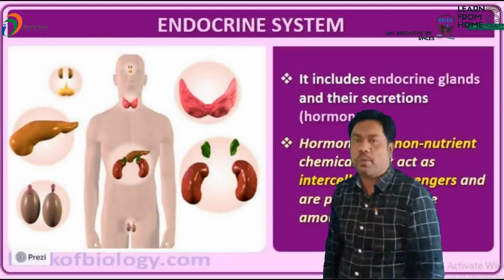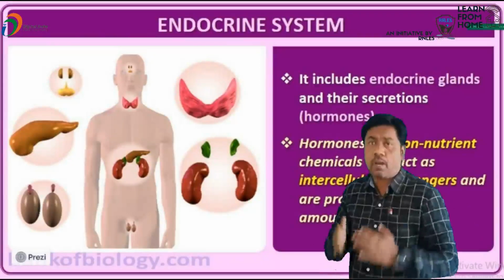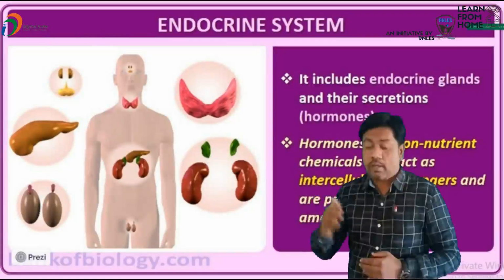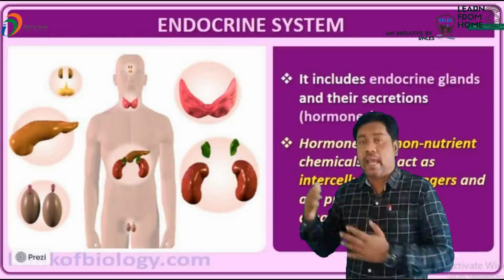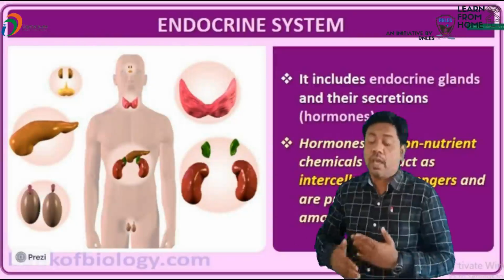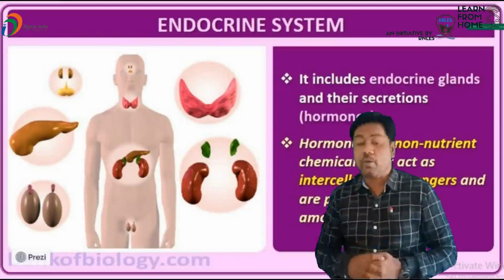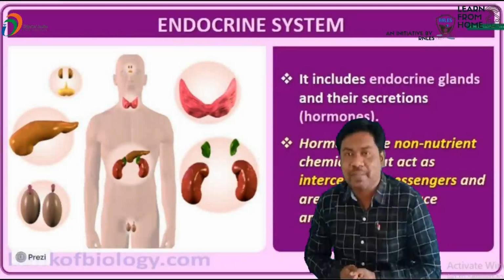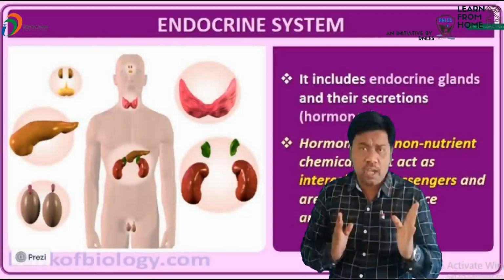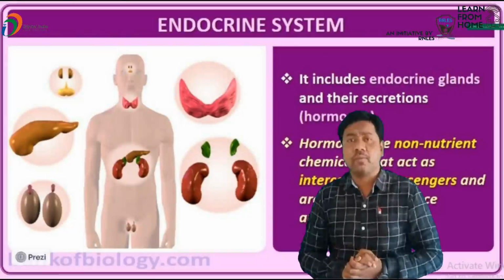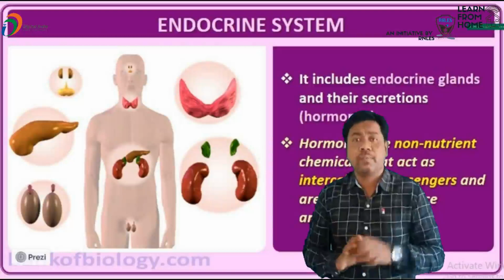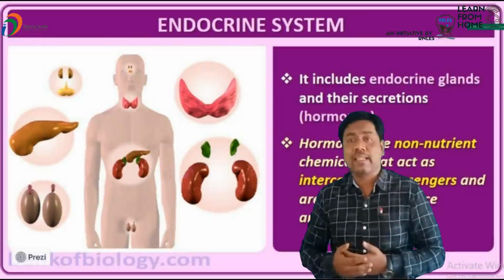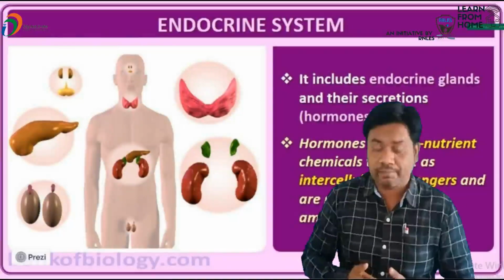Once again I have to repeat, beta. What is the definition? Hormones are non-nutrient chemicals that act as intercellular messengers and are produced in trace amounts; that is known as a hormone. The word hormone was proposed by which scientist? Starling. What is the first hormone? Secretin is the first hormone. It was discovered in which organism? In the dog, by two scientists, Bayliss and Starling, in the year 1903.